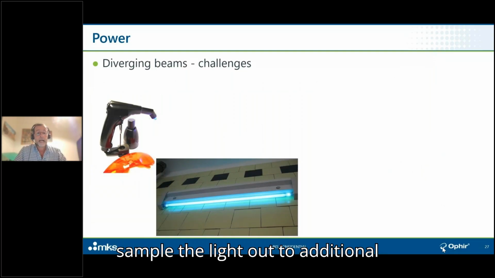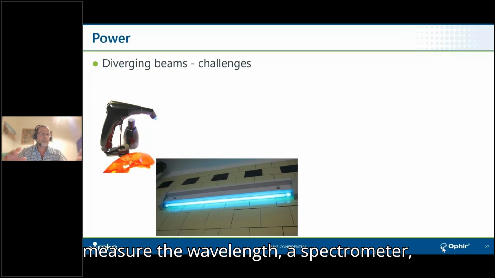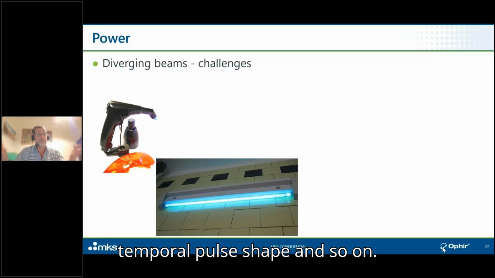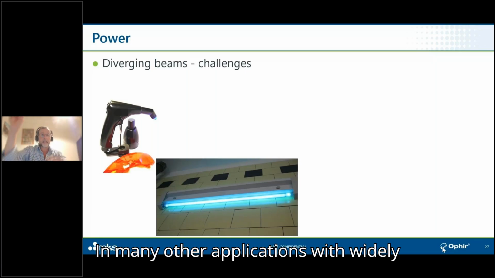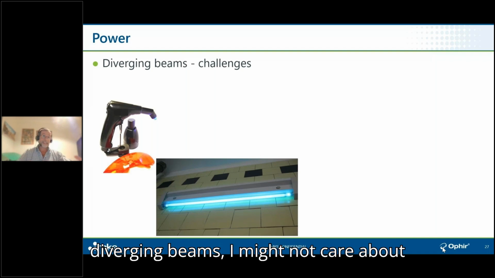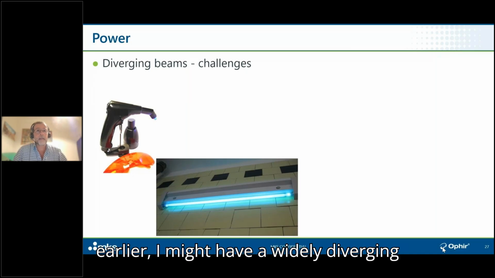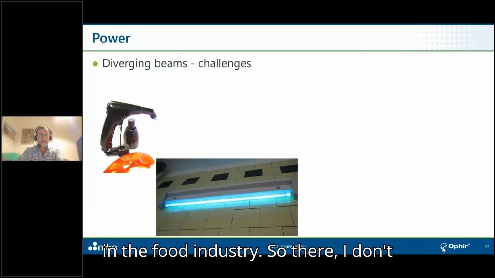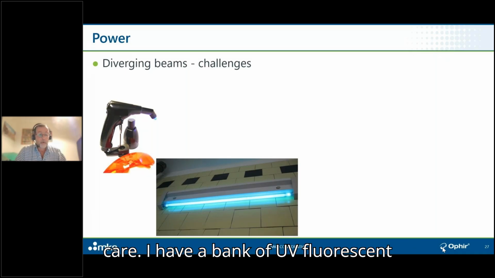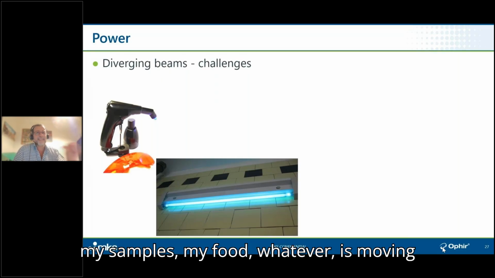In many other applications with widely diverging beams, I might not care about the total power in the beam. We mentioned earlier, I might have a widely diverging beam for UV antibacterial applications in the food industry. So there, I don't care. I have a bank of UV fluorescent lamps illuminating a work surface where my samples, my food, whatever, is moving along, and I don't care about the total power coming out of the bulb. I care about the power density or the cumulative energy density per unit area of my target material. So I'm interested in the power density or the energy density. We often call those the irradiance and the dosage.